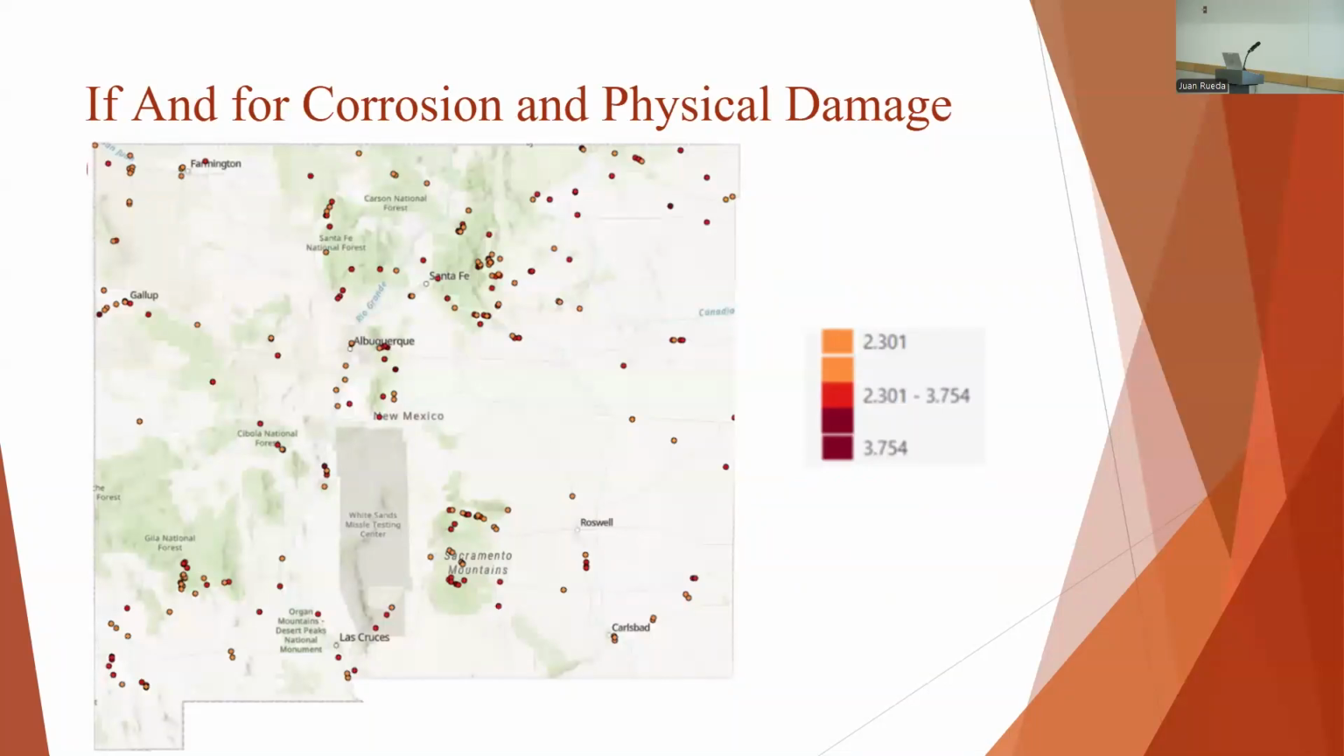So here's one of the slides just for corrosion and physical damage. Not going to show you all of them, but here's the 287 that have a combination of corrosion and physical damage. So again, you can see it's clusters up here, clusters up here, clusters here, clusters here. You can see why I don't use these things.